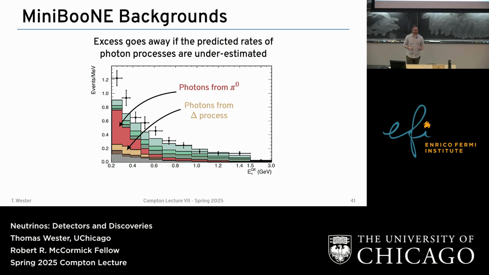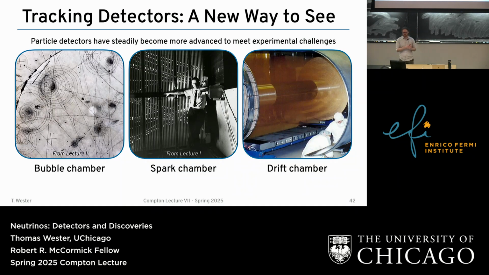But what kind of detector can do this? I'm going to talk about tracking detectors, which are a different concept than what we've talked about for neutrino experiments so far. We've seen a couple of these. They've shown up in different experiments that we've talked about. We've talked about the bubble chamber a little bit. This was used in the 50s to first identify charged particle tracks.